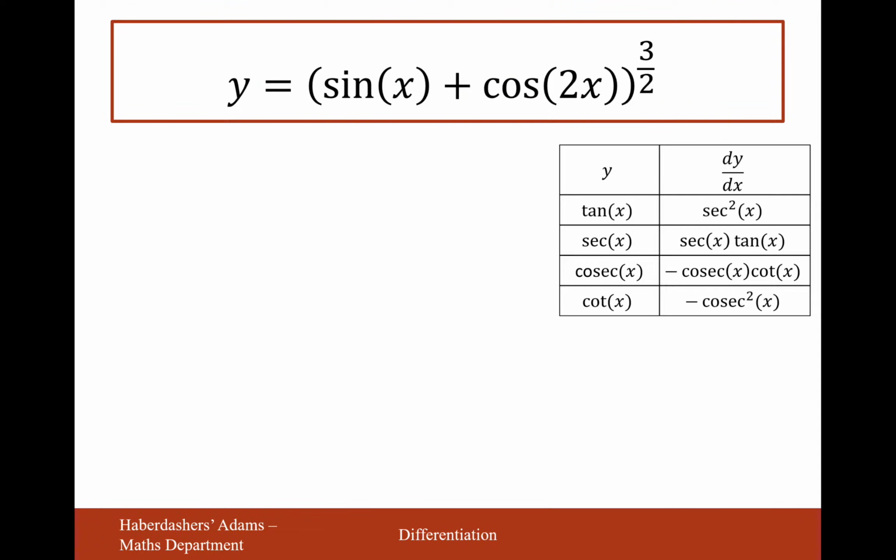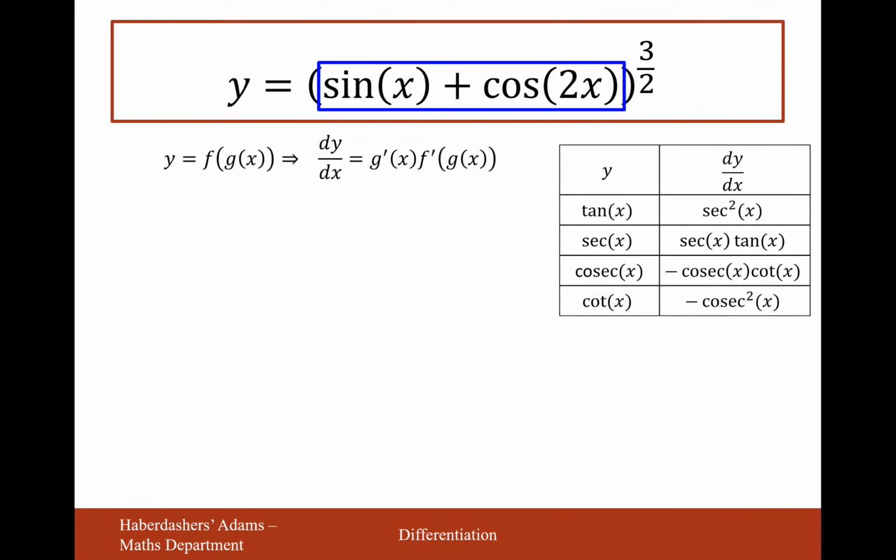Moving on to the next one. The inside function here is quite a big one. It's all of that thing there, sine x plus cos 2x. And then the outside function is the power of 3 over 2. So let's get started on this differentiation. The inside function first, sine differentiates to cos. And cos 2x differentiates to minus 2 sine 2x.